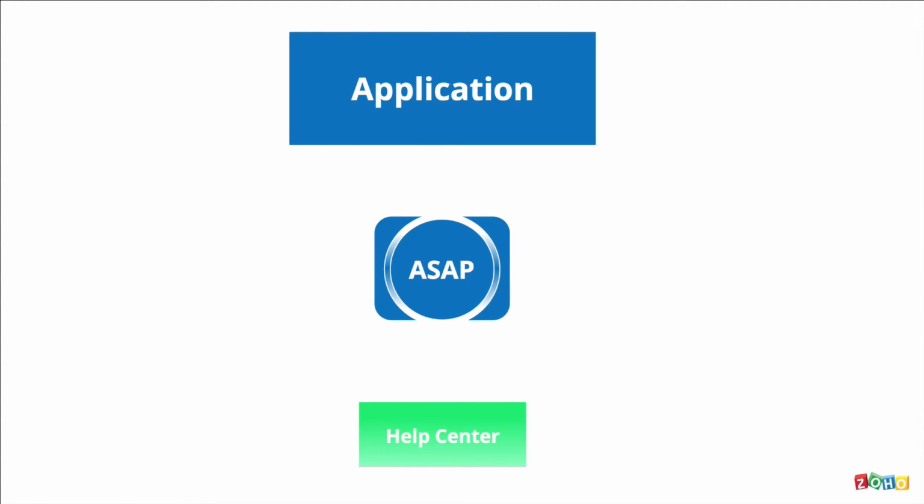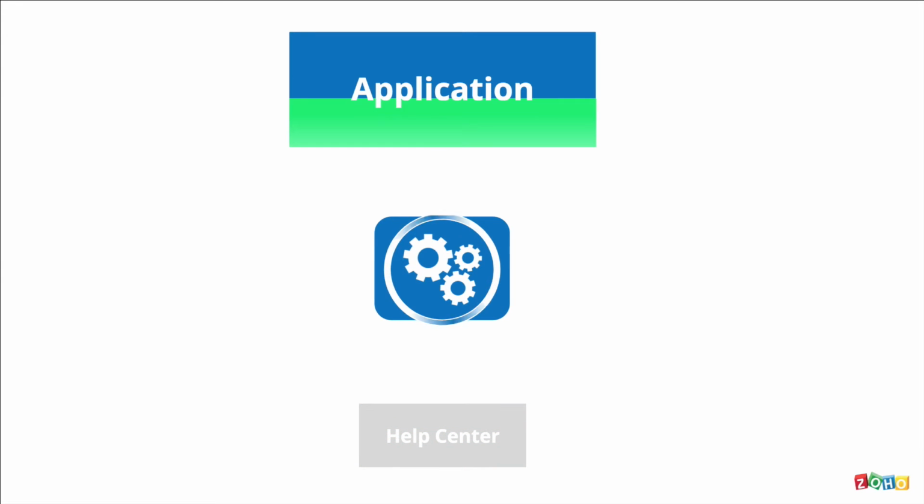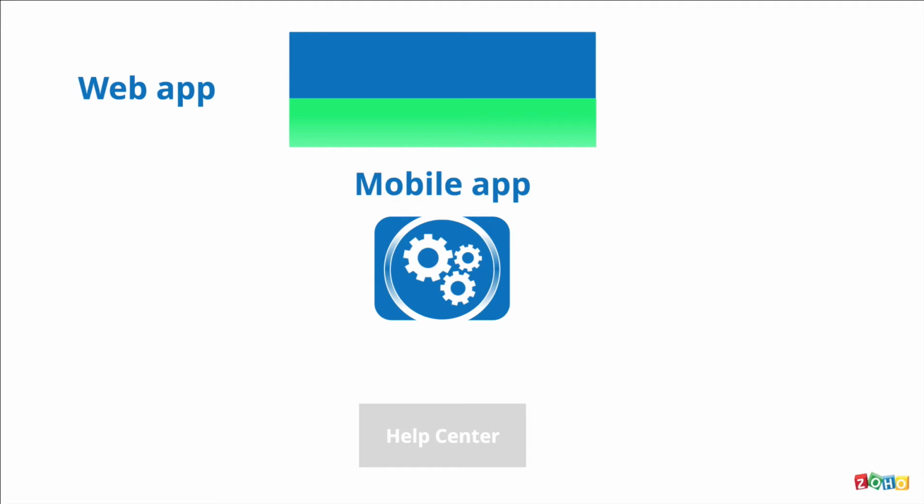In a nutshell, ASAP is a set of tools that allow you to embed your help center into your application. This could be your web app, your mobile app, or even your website. To give you a clearer picture, let's use an example to illustrate how the ASAP plugin works.